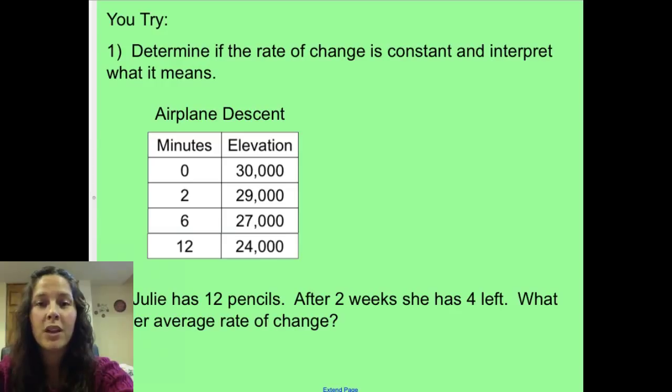Here are a couple of Try-Its for you, one determining the rate of change from a table, and the second one taking a look at a word problem.